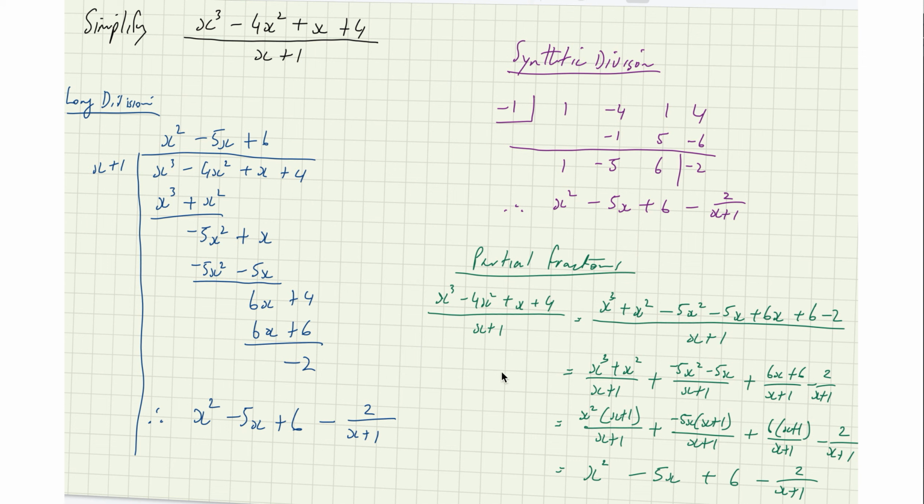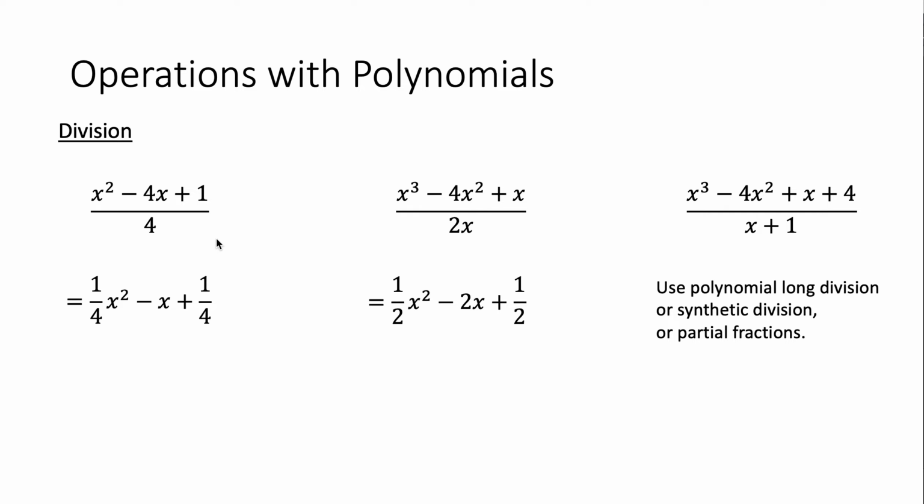Here's a summary of how it's done. So 3 different ways. Alright, so now try 5.1.